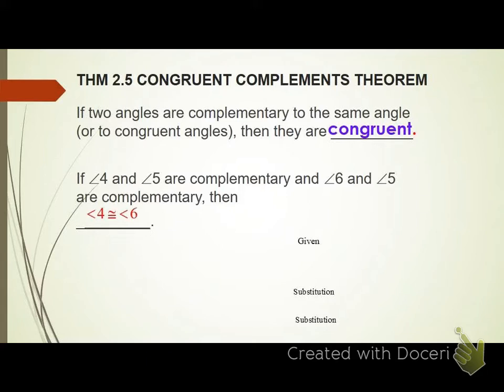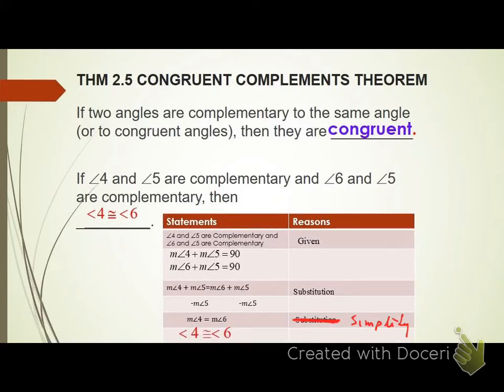So again, basically we're trying to say that if angle 4 and angle 5 are complementary, and 6 and 5 are complementary, then 4 and 6 get to be congruent. Okay? And I'll let you fill this in, but it's going to look a whole lot like the last one did, right? Not anything brand new out of that.